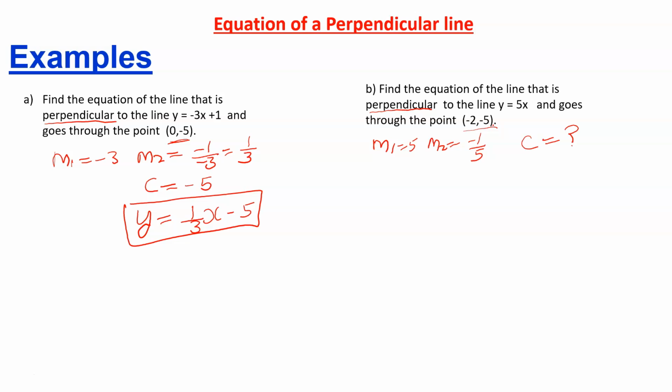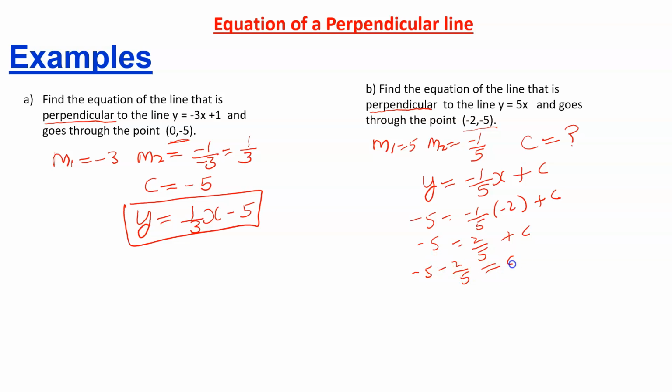Fine, but we can use that point to find our c, as we have done a number of times. So let us fill the gradient into our equation. That gives us minus 1/5 x, and then plus c. Let us fill in the information. My y is -5, my x is -2, so -5 = -1/5 × -2 + c. Minus and minus gives you plus, so this side you go -5, and this side you go 2/5 plus c. Solve it for c, so that gives you -5 - 2/5 equals your c.